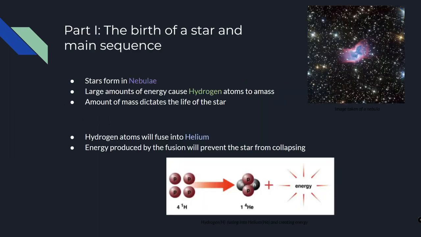The birth of a star and the main sequence. Stars form in nebulae. Large amounts of energy cause hydrogen atoms to amass. The amount of mass dictates the life of the star. Hydrogen atoms will fuse into helium. Energy produced by the fusion will prevent the star from collapsing.